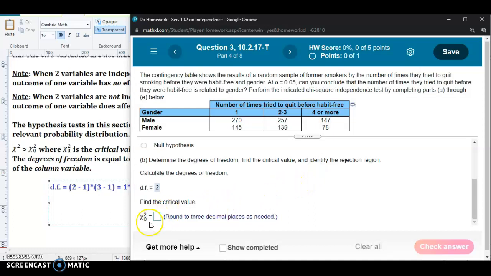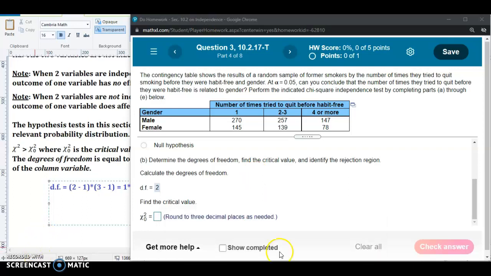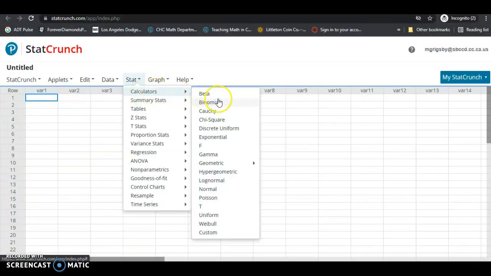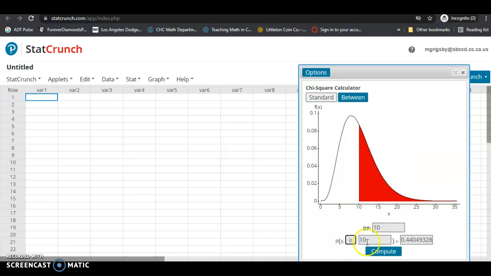Okay, so now we're asked to find the critical value for this problem. This is where we will go to StatCrunch. What we're going to do is go to Stats, Calculators. Because the hypothesis test we're doing is called the chi-square independence test, we're going to use the chi-square calculator to get the critical value. And remember, these types of tests are always right-tailed tests. So make sure standard is selected, and we're going to select the greater than or equal to symbol because it's a right-tailed test. And we're going to type in the degrees of freedom here, which is 2.